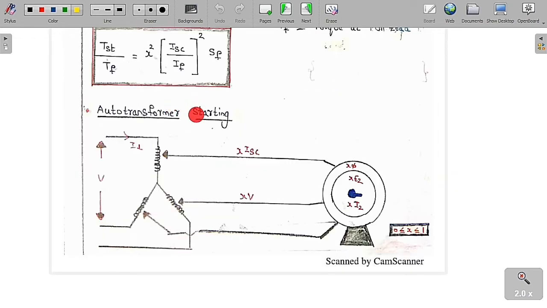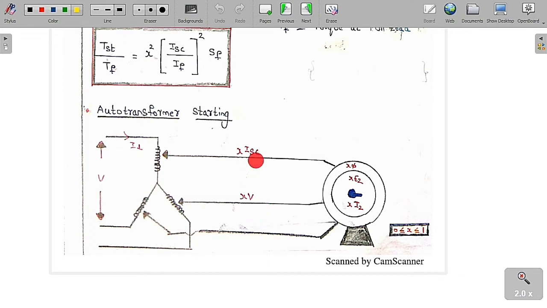Instead of keeping a resistance, because with resistance power is lost, go for the auto transformer. So this is called auto transformer starting. This is the supply voltage V, and this is the auto transformer. As you vary these tappings, we can reduce the amount of input voltage to this stator.